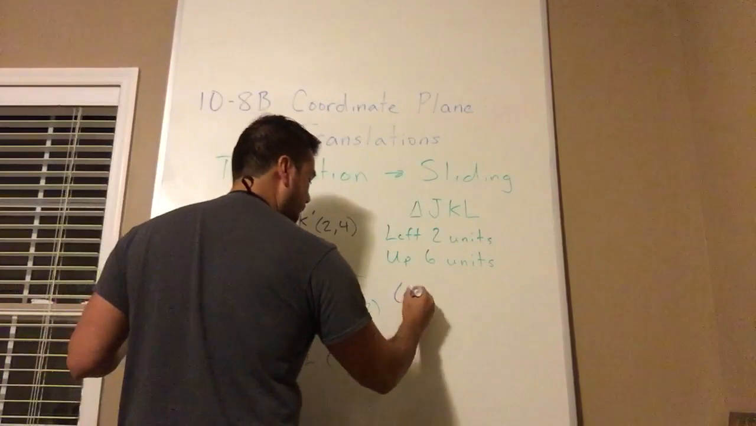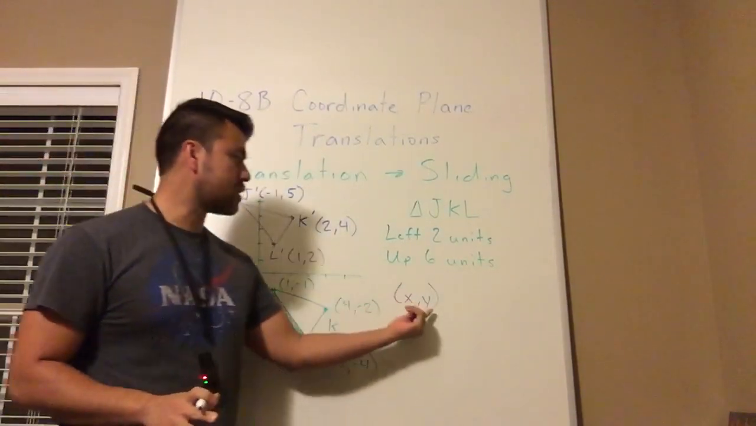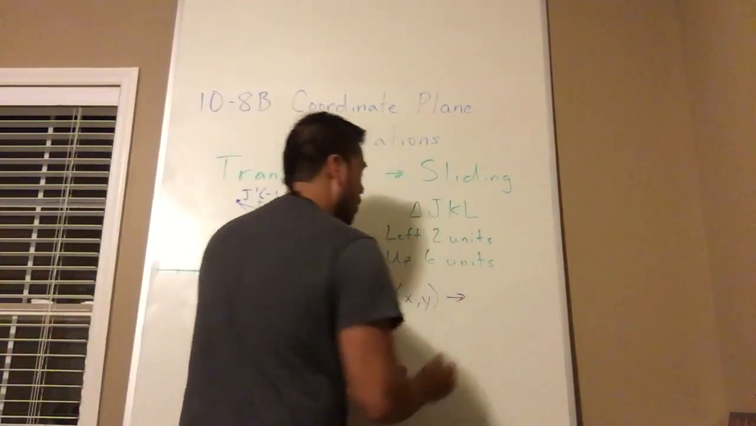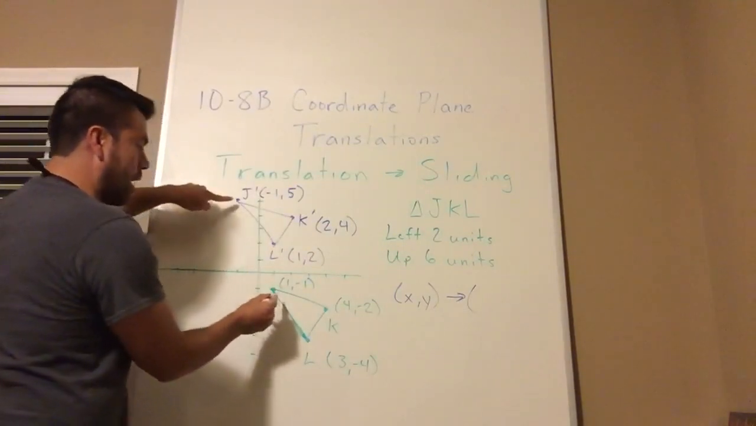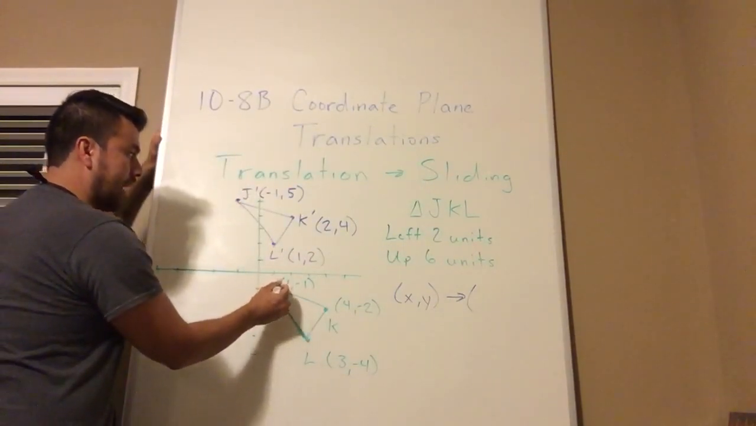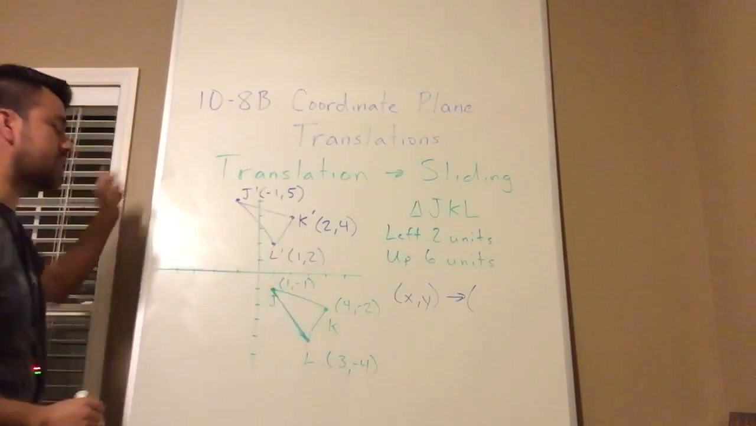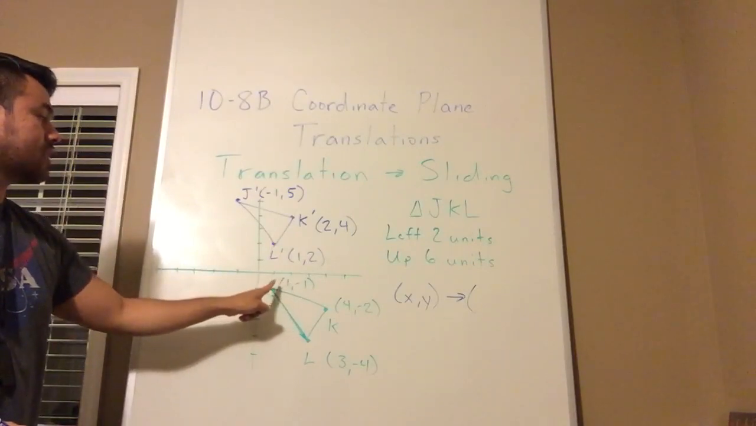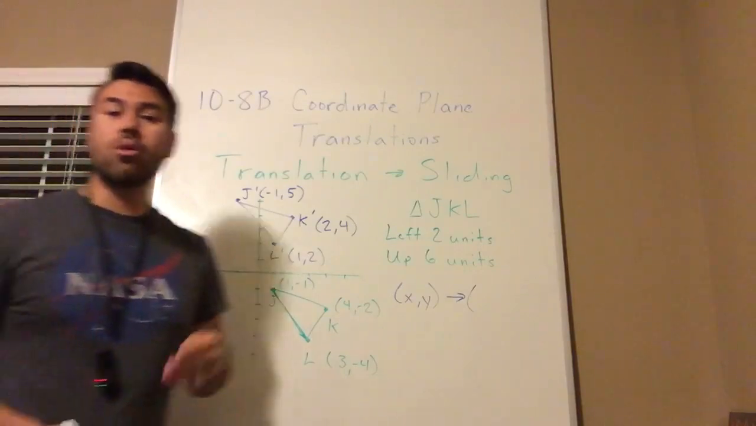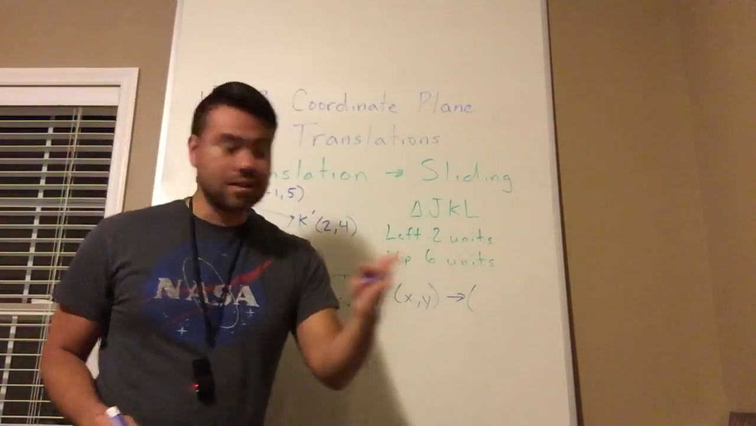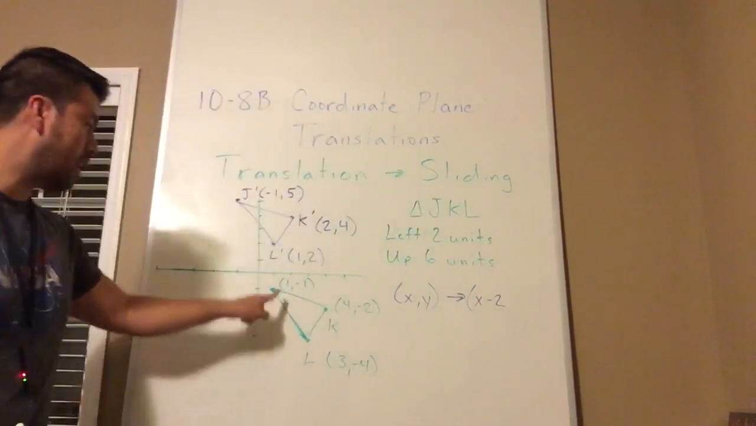So the rule here is (x, y), right? That's the original. You started with just x and y values. So how can I use a rule to tell me where the new coordinates would go? Let's just look at J and J prime. What did I do to the x value to go from J to J prime? I went to the left 2 times. So when you go left on the x-axis, that's saying x minus 2, right? I'm subtracting 2 from this coordinate.